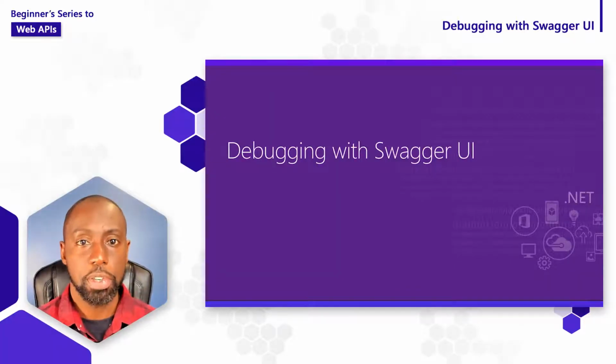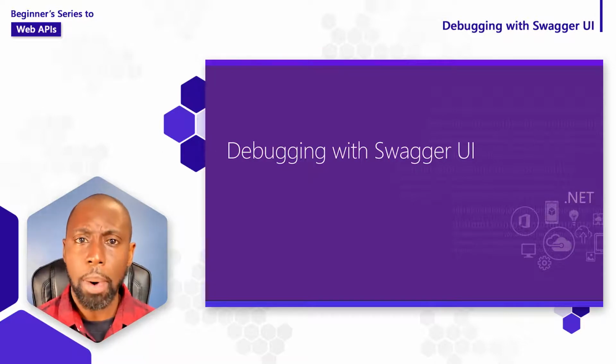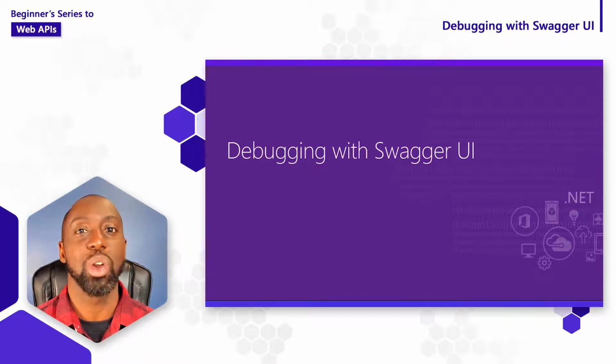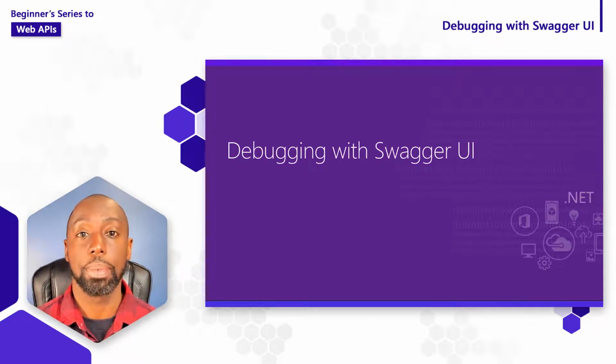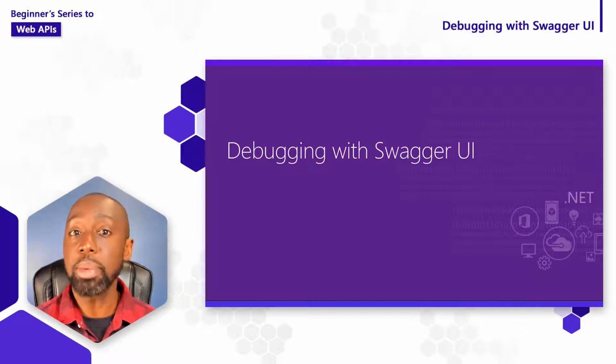Throughout this series, you've seen me use this website to debug our web API as we work on it. And you're probably wondering, well, what is this site? Where did it come from? And how does it know so much information about our web API? Well, that's what we're going to talk about in this video. We're going to learn how we're able to debug our web API using something called the Swagger UI.